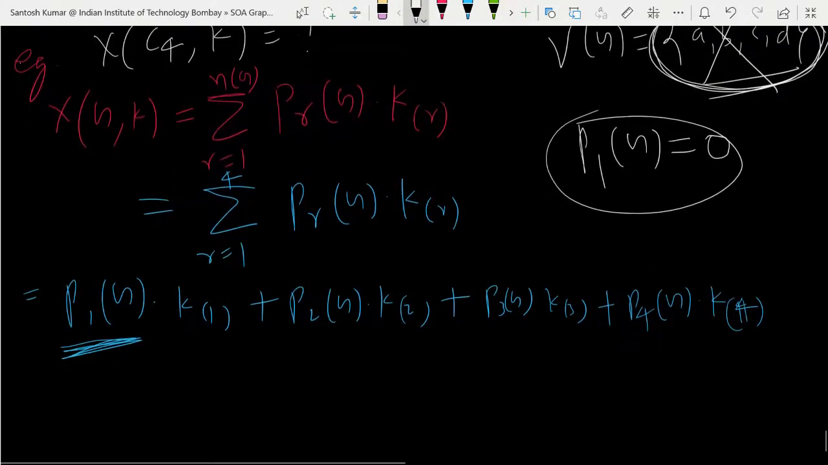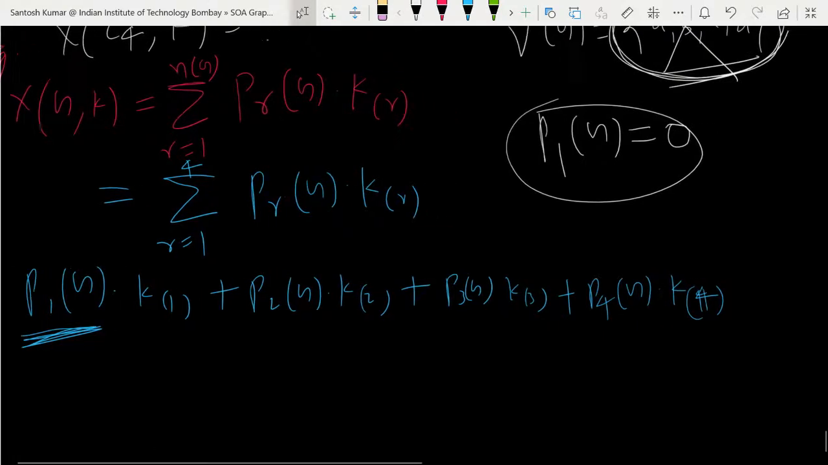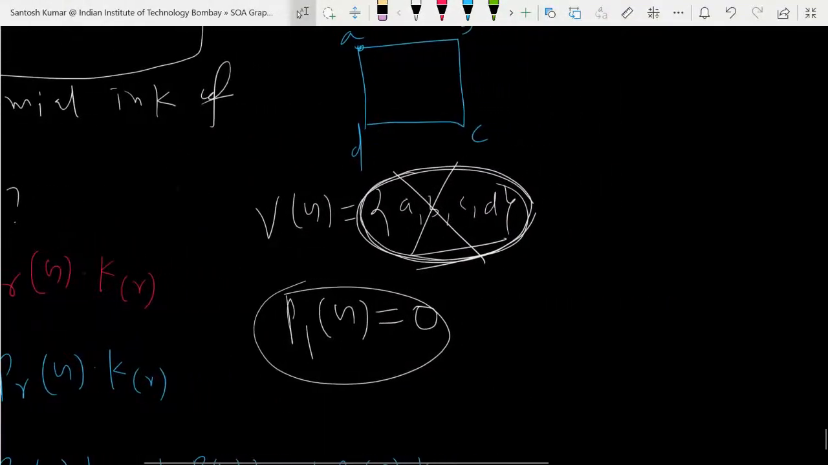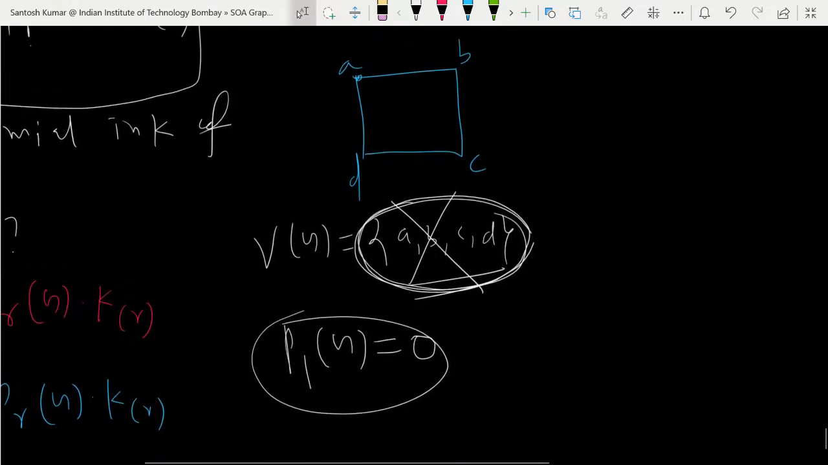Now I want to find P2G. For P2G, you want to partition the vertices of this C4 into two classes, meaning two independent sets. So can anyone tell me a partition of the vertex set into two independent sets? Yes, tell me.